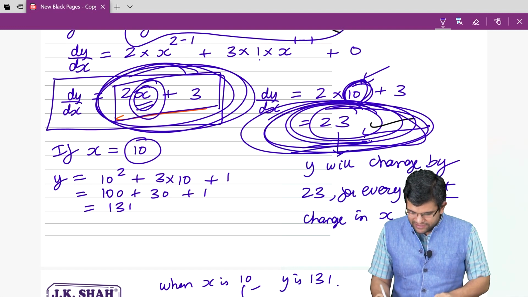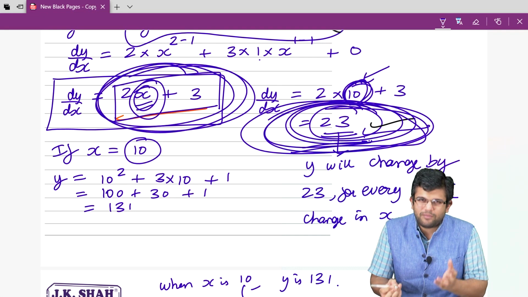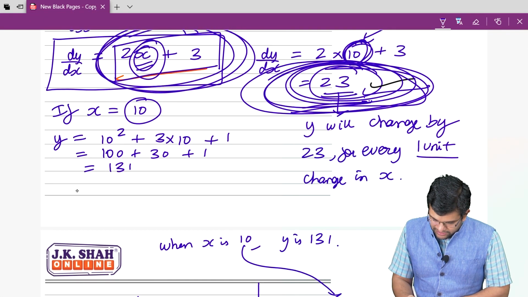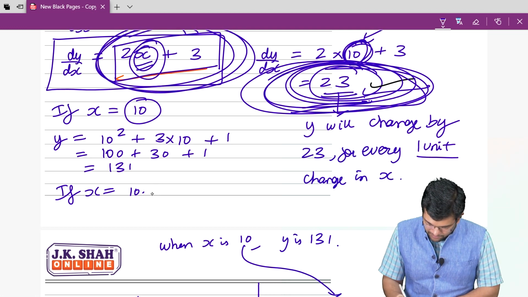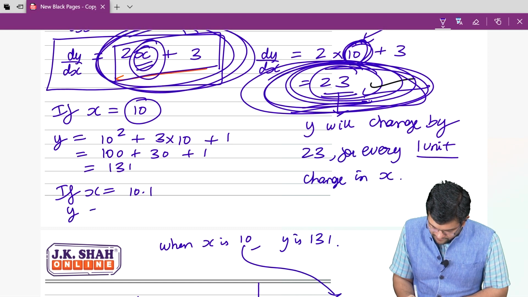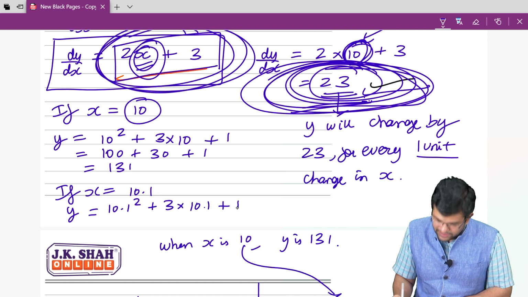Everybody clear? Which means if I actually want to see this 23 change, then just for mathematical purposes, what you can do is, from x equal to 10, try x equal to 10.1. So if x is 10.1, children, can I say y is equal to 10.1 squared plus 3 into 10.1 plus 1, correct?